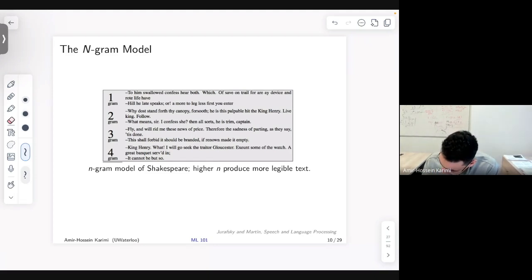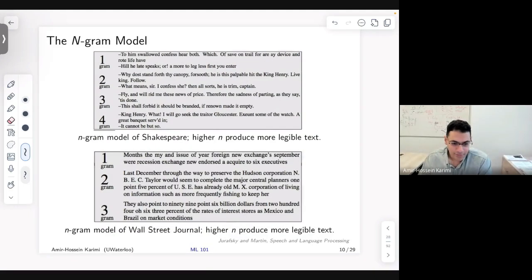Of course, it's not just Shakespeare. You can look at it within other domains like the Wall Street Journal. For 1-gram, you might get "months the Mai, an issue of year 4 and new exchange," like ridiculous text. But then for already trigrams, they also point to $99.6 billion from 200. Sounds boring, but it makes sense, right?